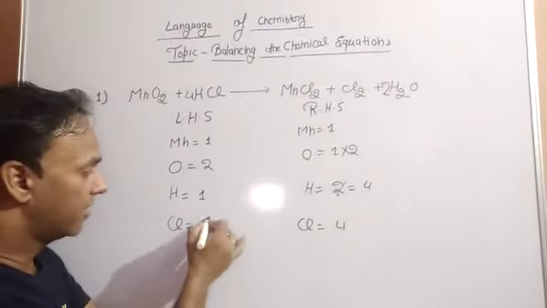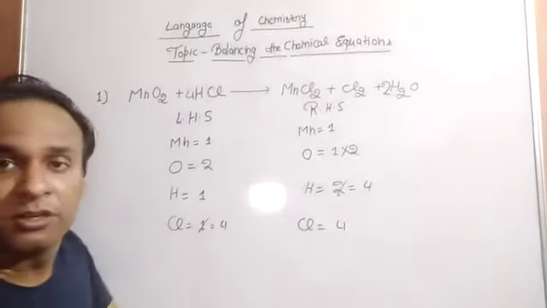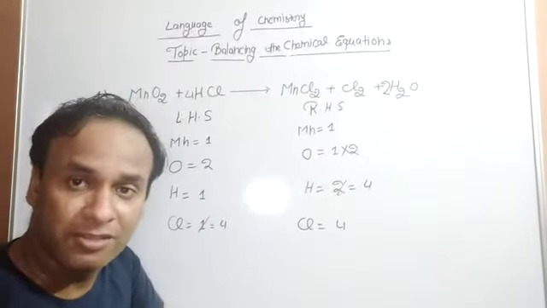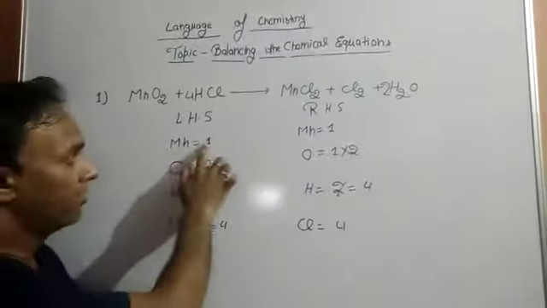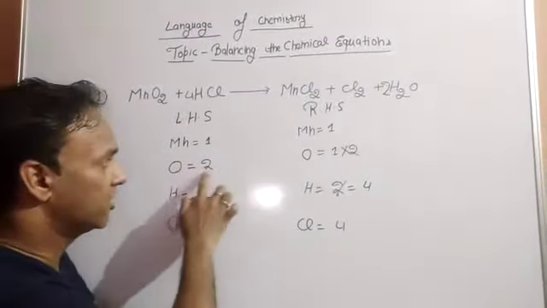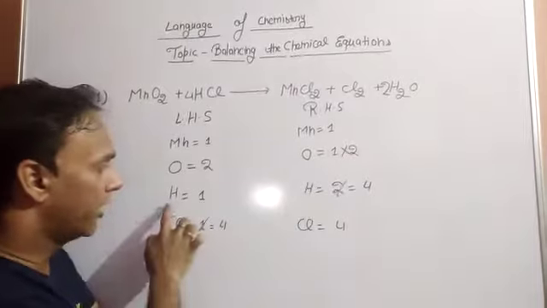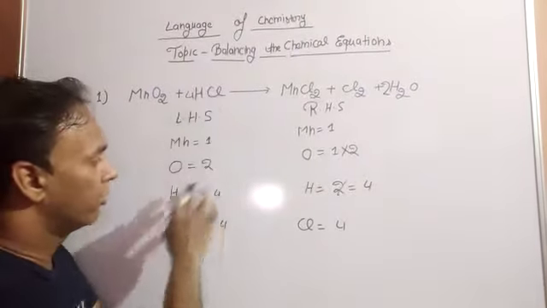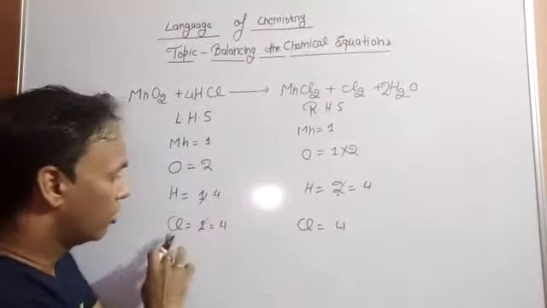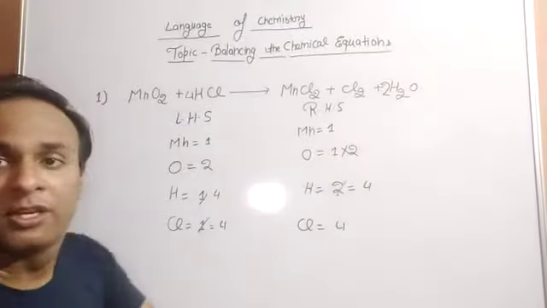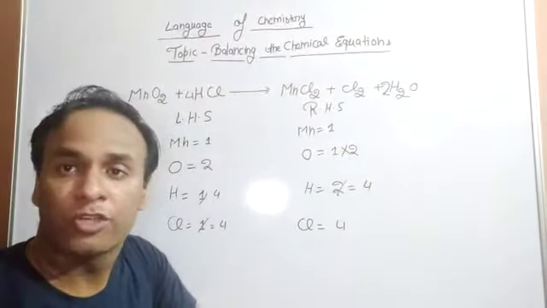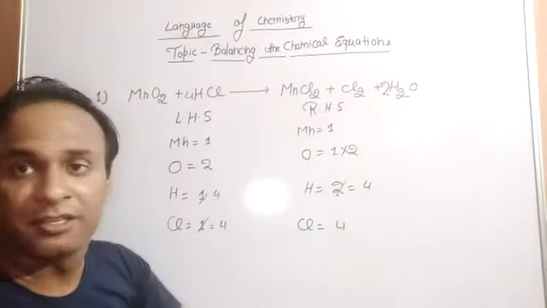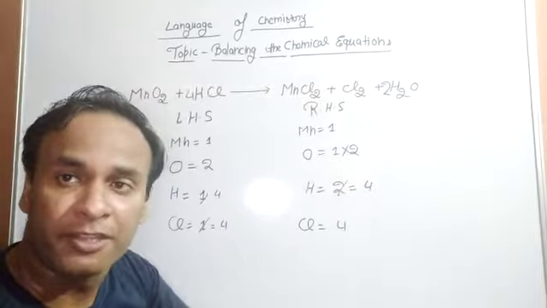Now the chlorine atom, it is 4. Let's check whether the equation is balanced or not. Mn 1, Mn 1, oxygen 2, oxygen 2, hydrogen 1. Now the hydrogen is also 4, hydrogen 4 and hydrogen 4, chlorine 4, chlorine 4. This is the hit and trial method in which all the atoms are balanced. This is called the hit and trial method.